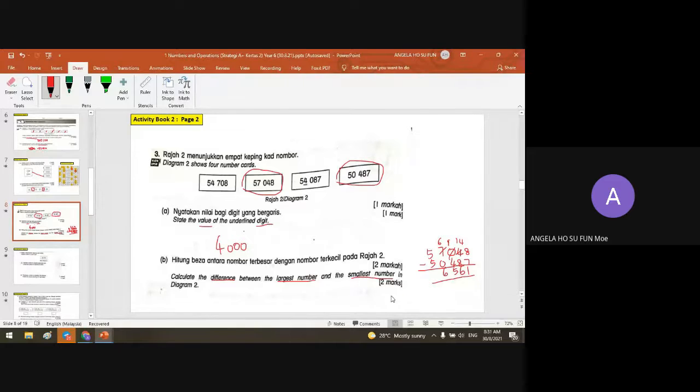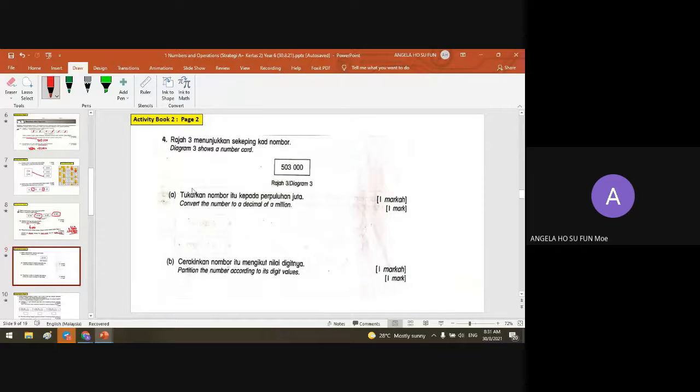So please do correction in your book, everybody. You can get your red pen. Even if you are wrong already, you can redo again, or you can do the correction beside the book. Okay, so we go on to question number 4. This is a number card. Convert this number to a decimal million. Anyone can tell me what is your answer?